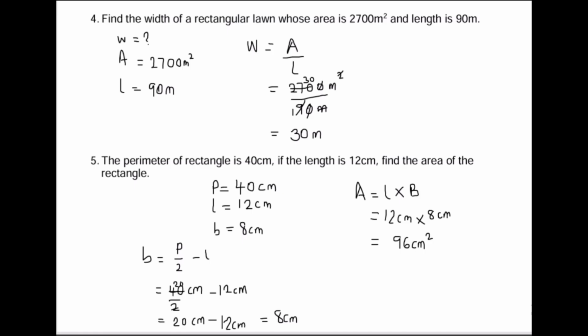So I will advise you to go over this again and practice. Learn your formulas. Once you've learned your formula, it will be very much easy for you to do any word problem involving area and perimeter of rectangle.